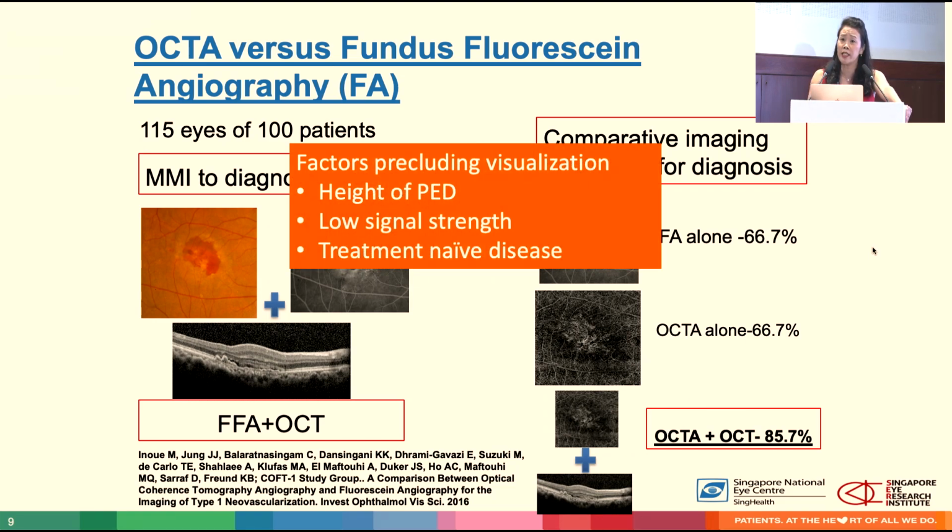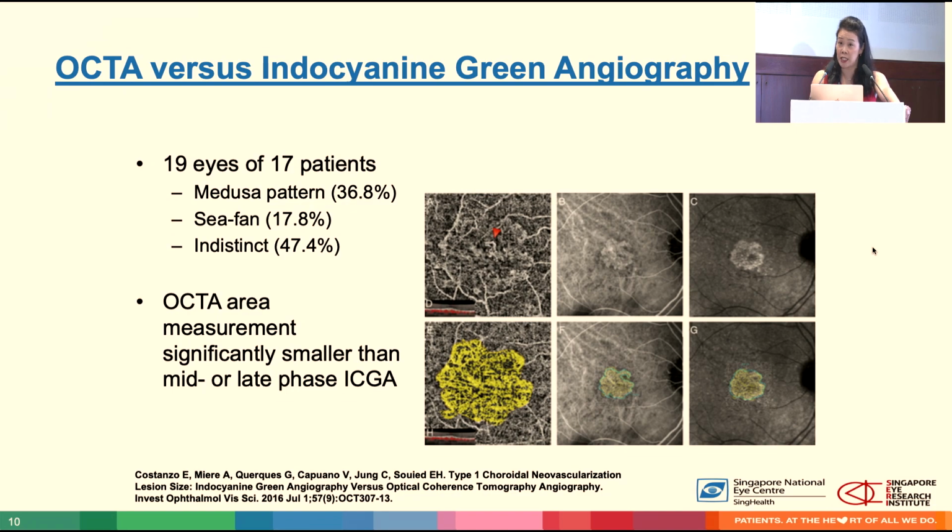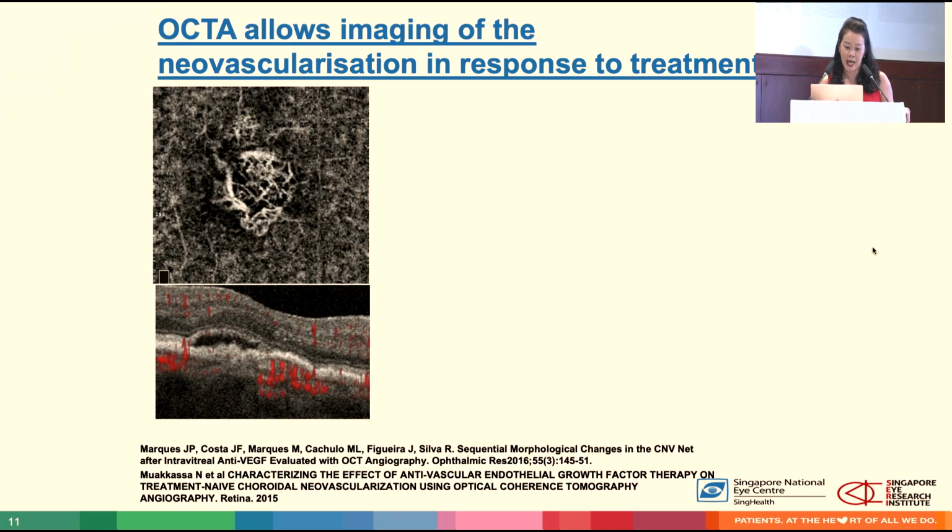OCTA also has limitations. Some limitations include when the PED is too high, or there's low signal strength, or sometimes in treatment-naive disease, you may not see the type 1 membrane as much. When you compare OCTA versus ICGA, in ICGA, because of the leakage, its area is usually a bit larger than the OCTA image of the vessels themselves, because there's no leakage on OCTA.